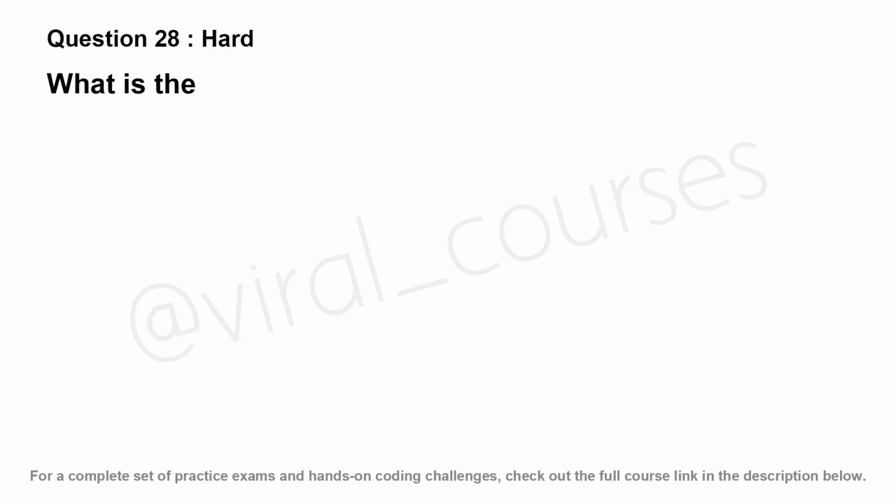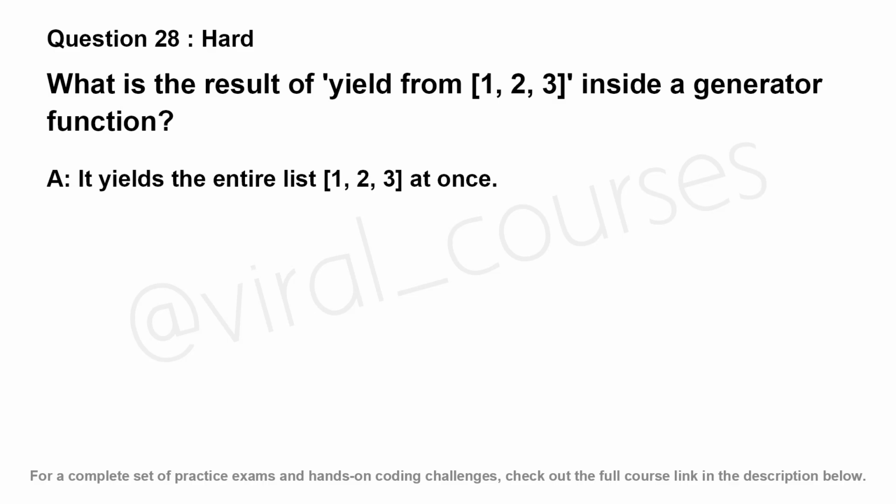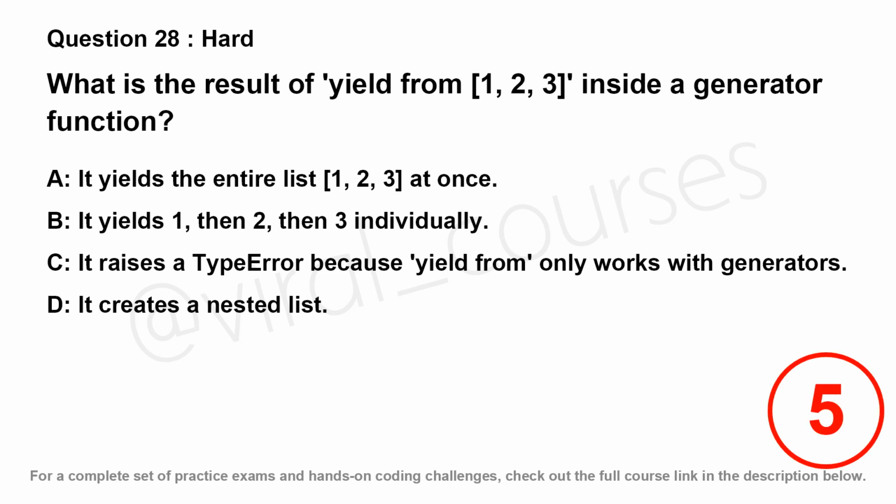What is the result of yield from [1, 2, 3] inside a generator function? Option A. It yields the entire list [1, 2, 3] at once. Option B. It yields 1, then 2, then 3 individually. Option C. It raises a TypeError because yield from only works with generators. Option D. It creates a nested list.